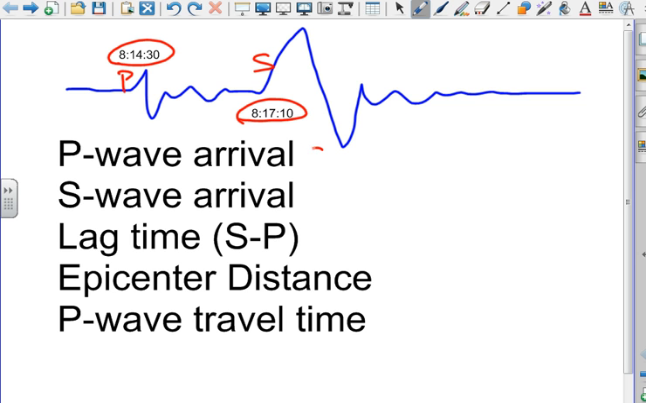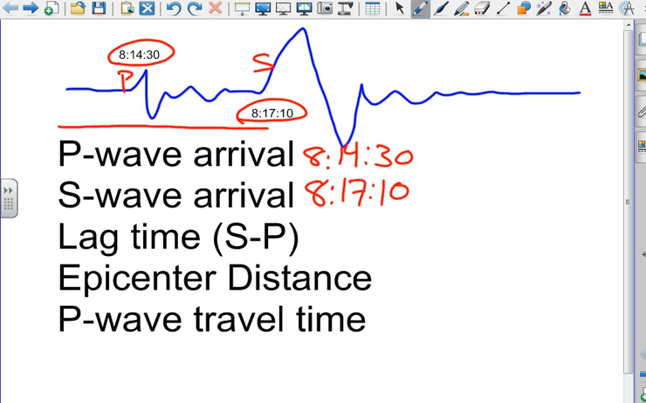So the P wave arrival time is 8:14:30. And the S wave arrival time is 8:17:10. And know that on the Regents exam, they would have a line going across the bottom with minutes or 30 seconds or 20 seconds to figure out exactly when these waves arrive. So I've taken some of that out, so it's not as bad.